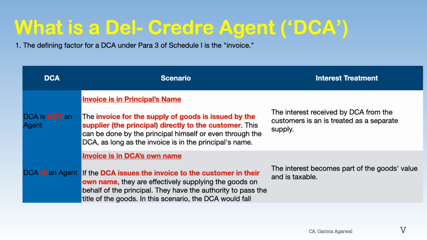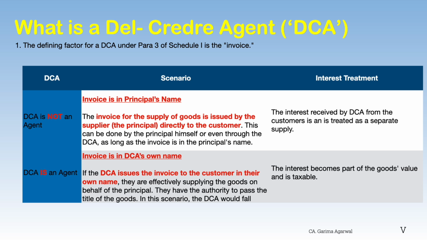Now, let's take scenario 2, where the DCA is an agent. Interest is part of goods value. In scenario 2, where the DCA is an agent as per Para 3, then interest will also form part of the value of the overall goods supplied by the principal to the DCA and then DCA to the customer.